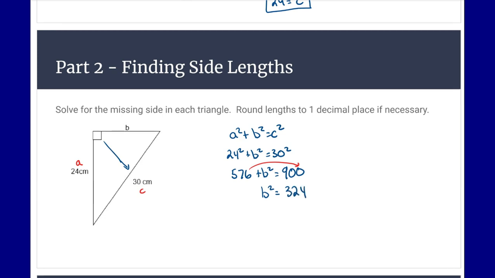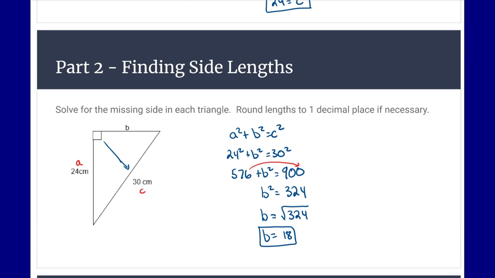So again, I need to get B by itself, so I need to square root both sides. One side cancels out. I get B is equal to the square root of 324, which is 18. So I get that the missing side length is 18.